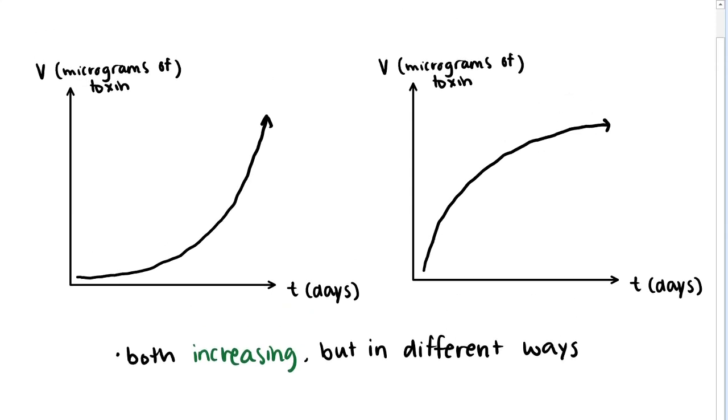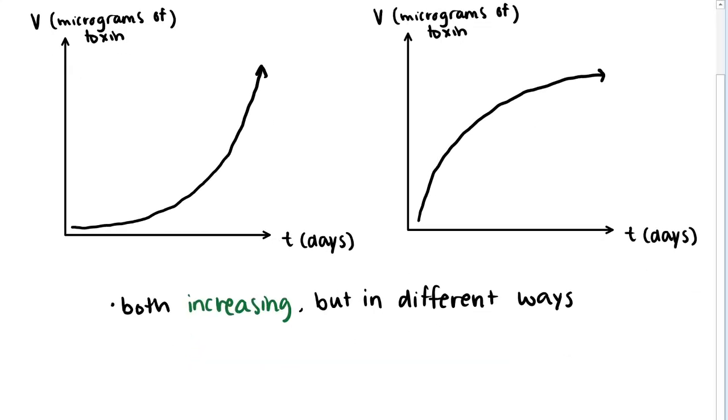If we look at these pictures, which one looks a little bit more worrisome in terms of how much toxin is in the lake? Well, this one on the left looks a little more worrisome because we can see the trajectory. It looks like the amount of toxins in the lake is increasing in a more steep fashion. It looks like it's going to get more toxic. And we can define that by looking at the rates of change of these two graphs.